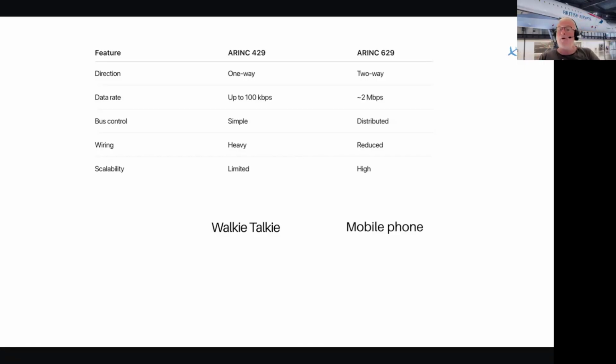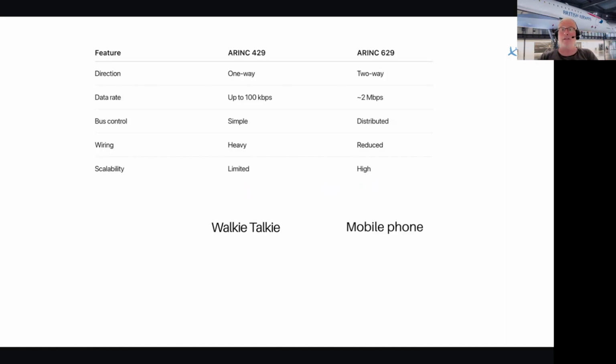Arinc 629 is like a mobile phone. Not only a mobile phone, it's a conference call. It's like a WhatsApp call. All of us have got our phone, and we're all listening to each other, and we're all talking to each other at the same time. Whether we can hear and understand each other is irrelevant. What I'm saying is there is no press to talk. It's an open line. Everybody talks to everybody. That's the easiest way to understand the difference between 429 and 629.